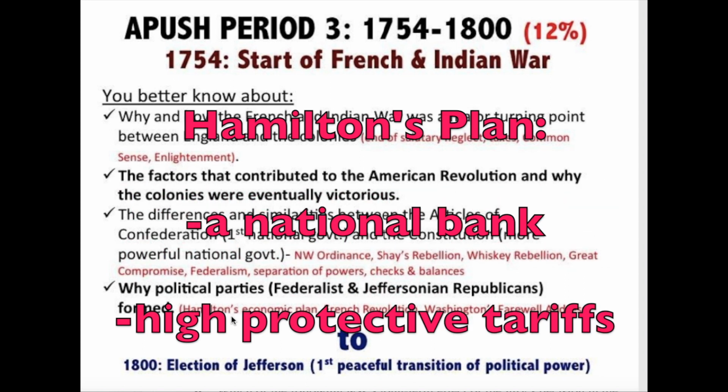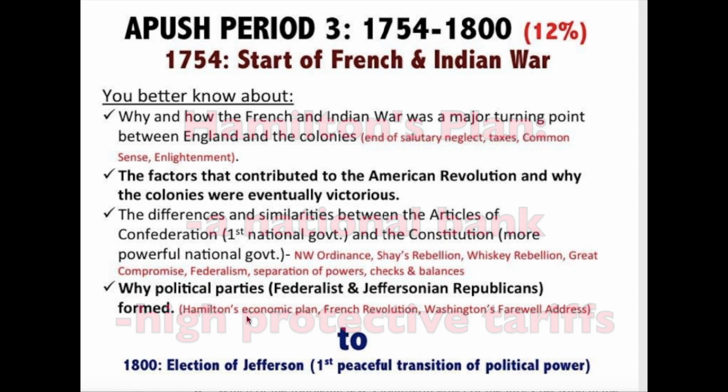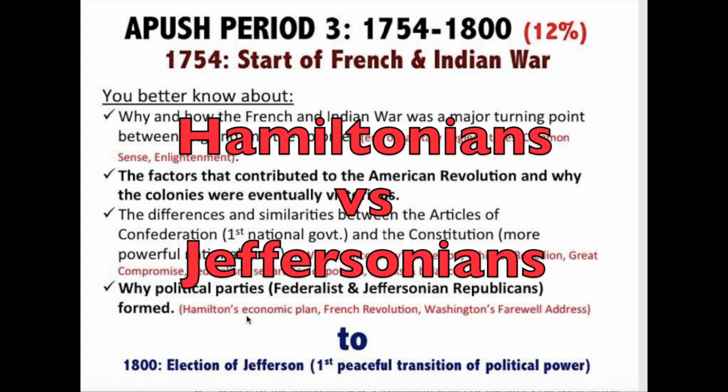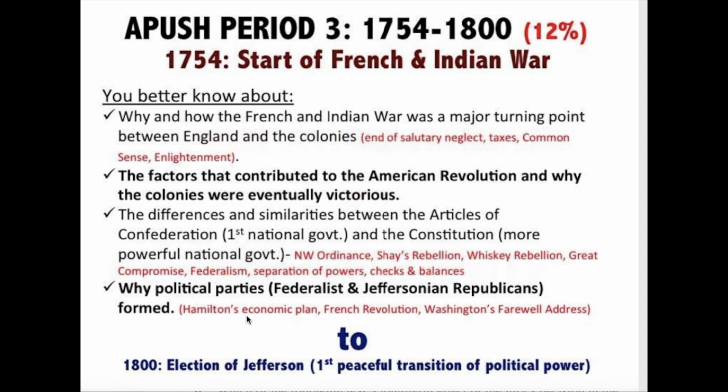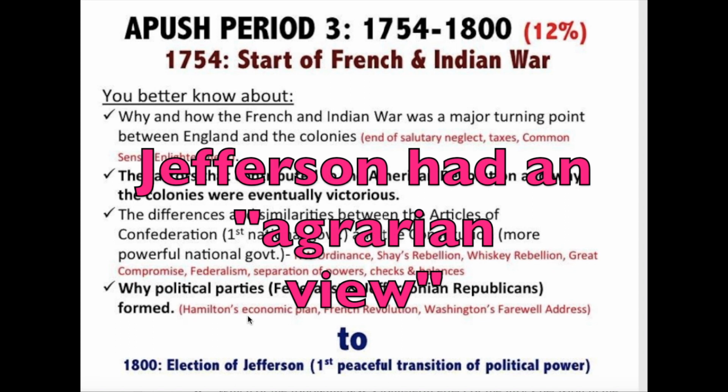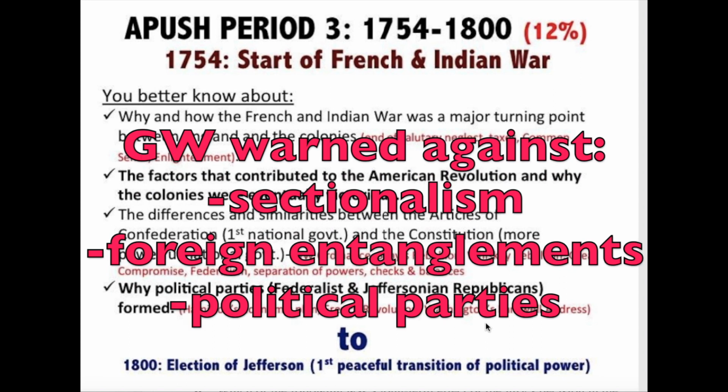Hamilton's economic plan, which called for a national bank and high protective tariffs, quickly turned into a conflict between Hamilton's followers and Jefferson's followers. Remember, Jefferson feared a strong central government, thought most of the power should be with the states, and had an agrarian view of what American society should look like. Washington's farewell address, he warned against sectionalism, getting involved in foreign entanglements, and political parties.